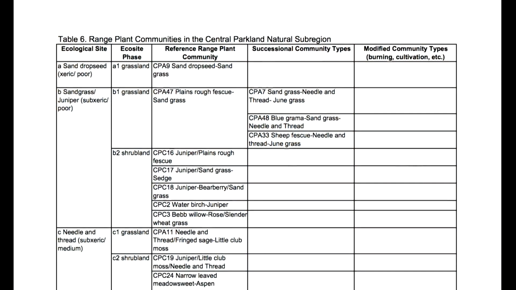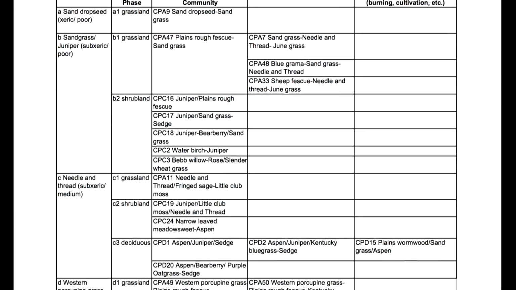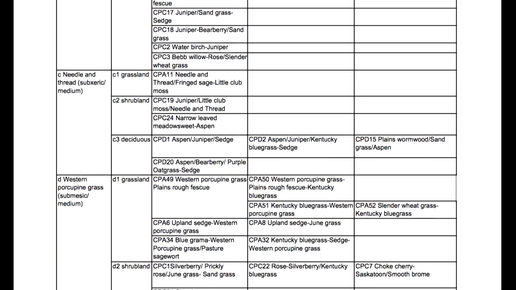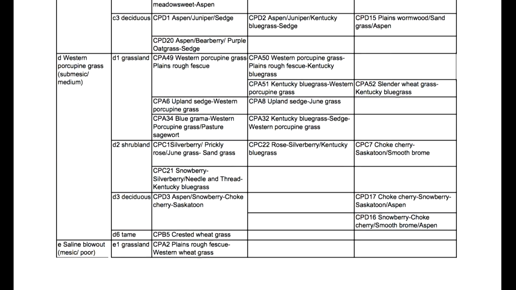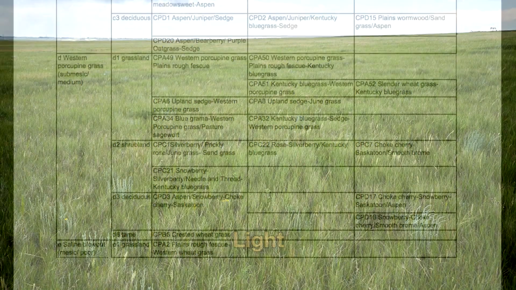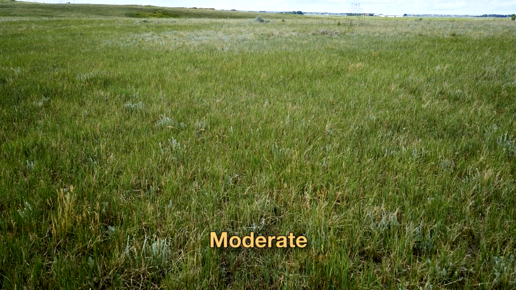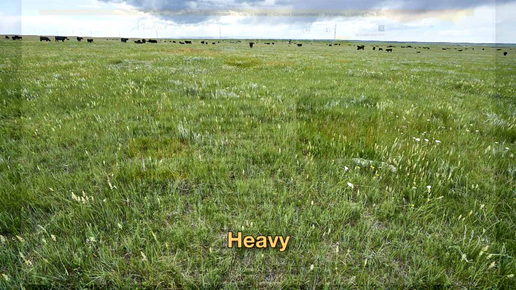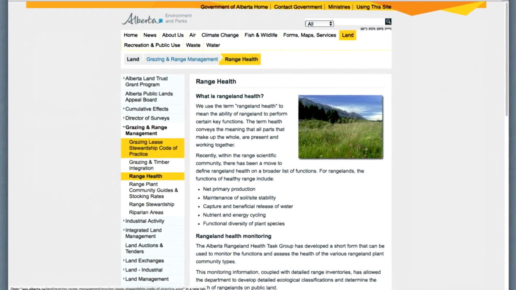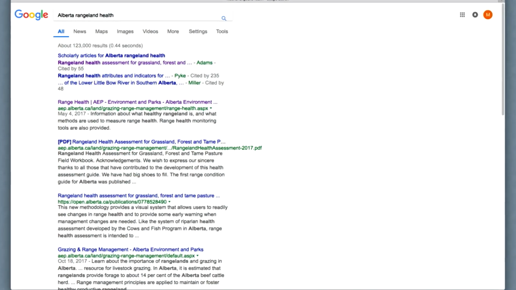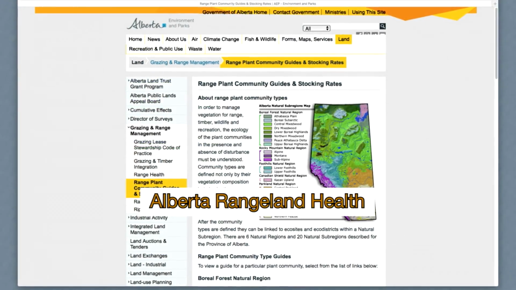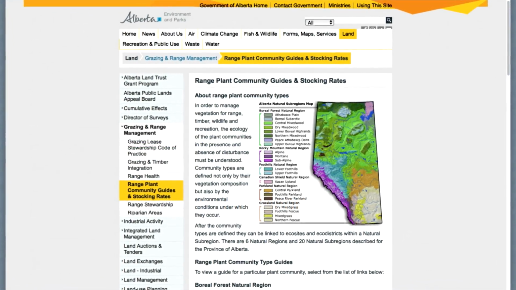These classification documents provide a description of the major range plant communities found in your area, describing both the potential plant communities for the site as well as those that develop with different levels of disturbance, say with light to moderate to heavy grazing. These documents are produced and maintained by Alberta Environment and Parks and are easy to find on the web. Just Google Alberta Rangeland Health and you will find them.